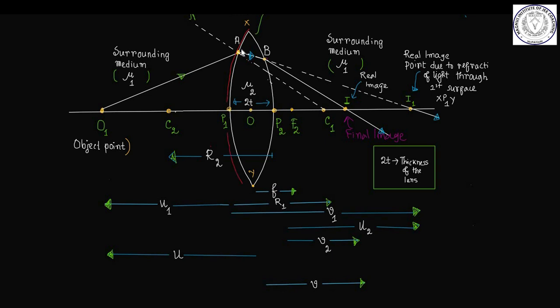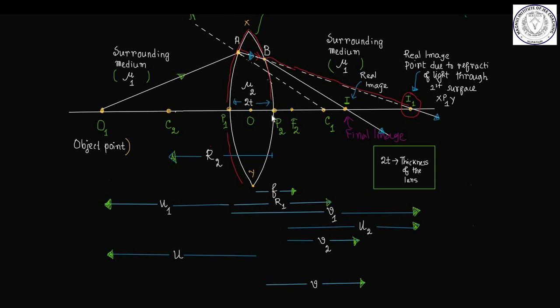XP1Y is the first refracting surface. The refracted ray AB inside the lens will be incident at the point B on the second refracting surface XP2Y, and this refracted ray AB will appear to travel along BI1 and forms a real image I1 with respect to the first refracting surface.